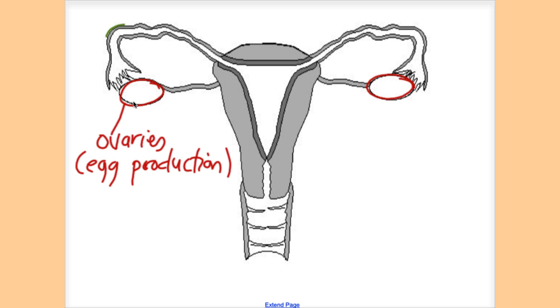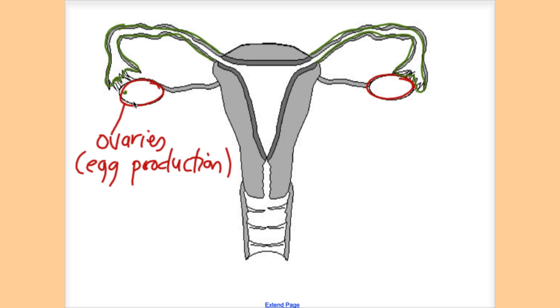Once the eggs are formed, they are released. All right? They are released. So this is an egg, for example. It is released right here into the fallopian tube. So this structure right here is the fallopian tube. Now, one thing that I must mention right now is that in humans, a single egg is released each month. When that egg is released, the process is called ovulation.